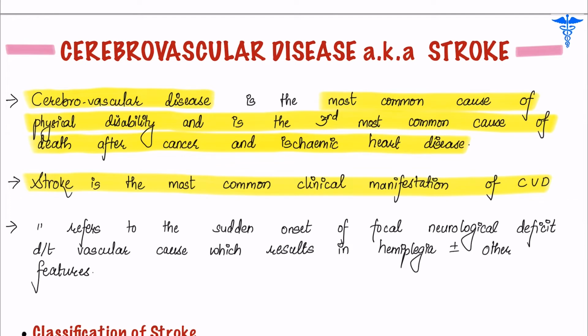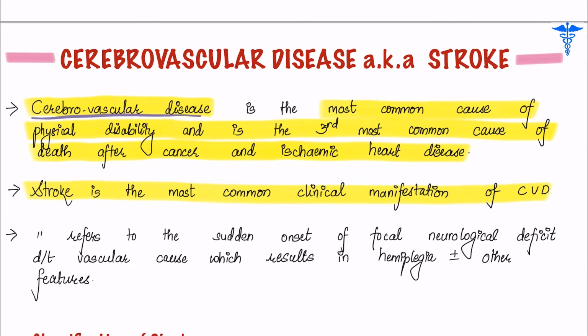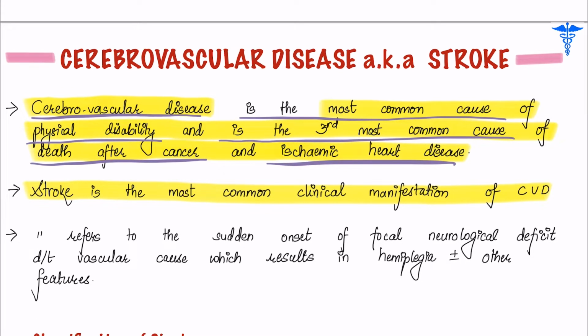Now let's start the topic. Cerebrovascular disease is the most common cause of physical disability, and it is the third most common cause of death after cancer and ischemic heart disease.